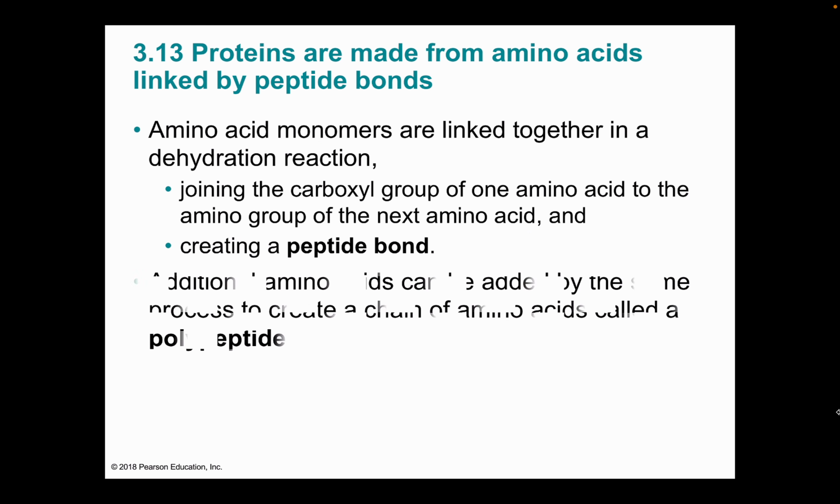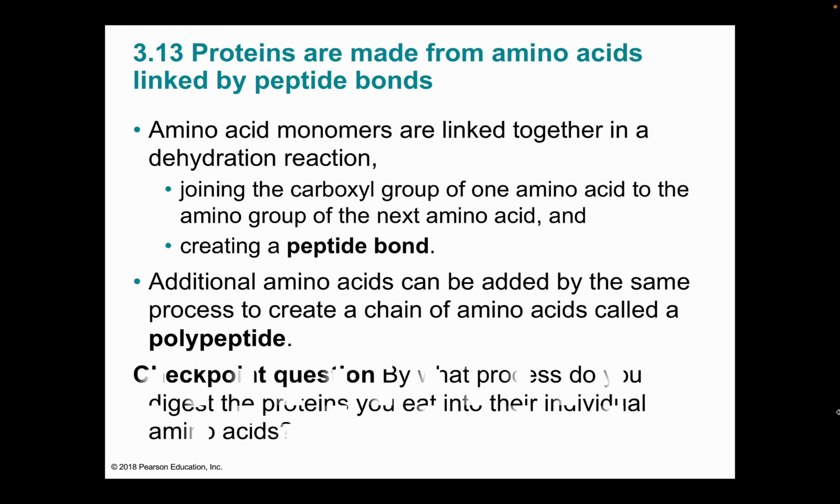Right? Additional amino acids could then be added to that amino acid number 2 that we had in the drawing to create a chain of amino acids that we would call a polypeptide, poly meaning many, peptide referring to the bond that links them, right? So then, just using what we just talked about, what process would you need to undergo in order to digest the proteins that you eat into their individual amino acids, right?